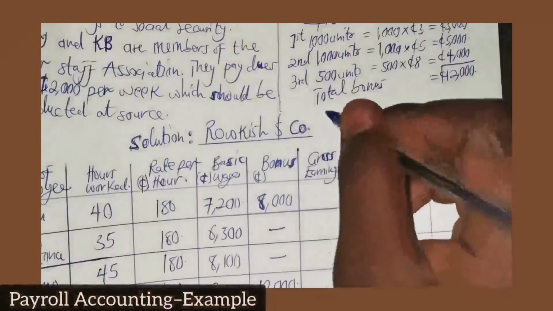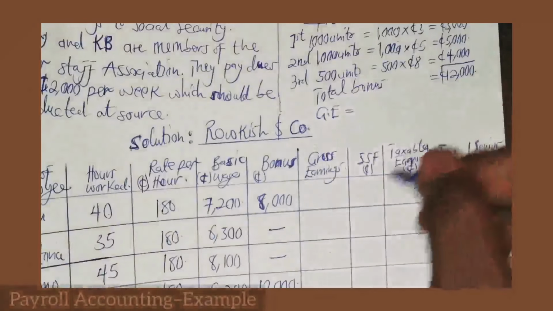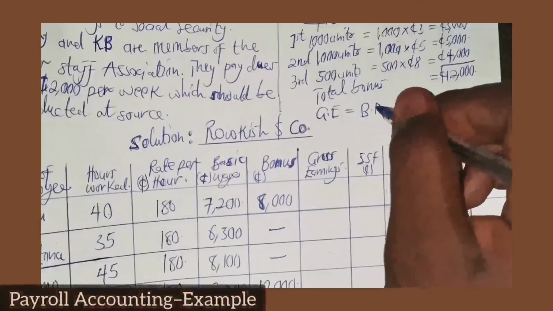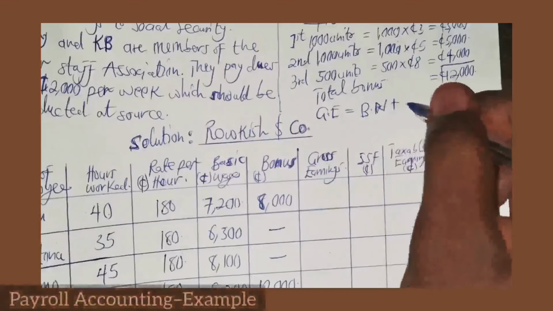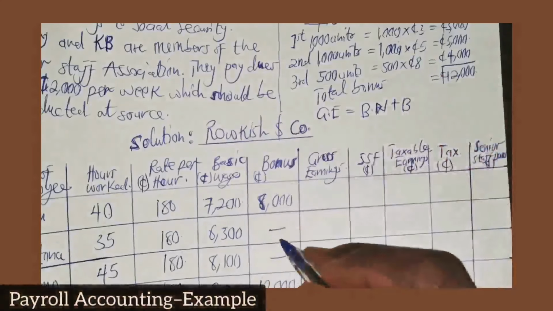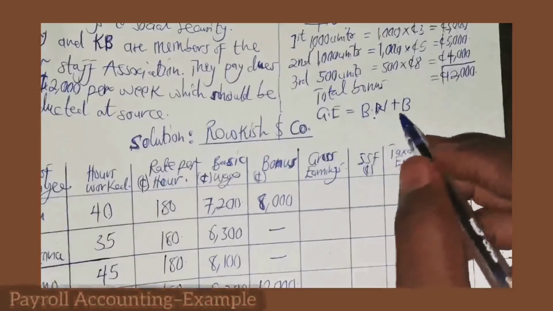Your gross earnings, so let me use a shortcut. Your gross earnings is equal to, in this case, your basic wages plus your bonus. This is how your gross earning is going to be calculated. Per this information, your gross earning is going to be your basic wage plus what? Your bonus. So take note of this.